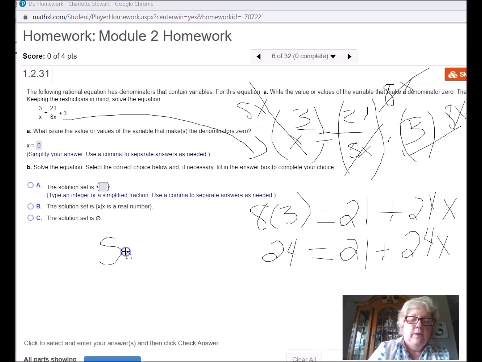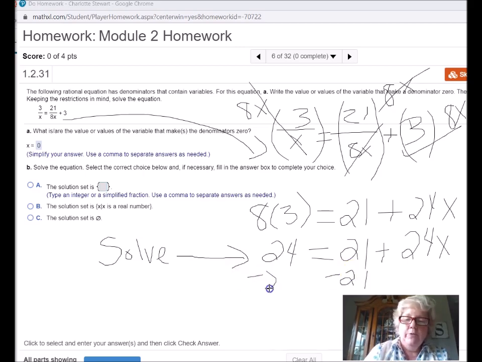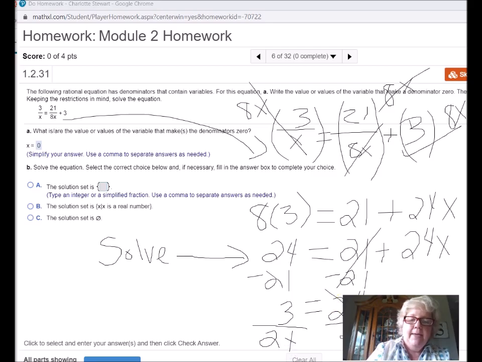So remember, when we solve for x, we want to get the x by itself. So one way to do that here is I could subtract 21 on both sides of the equation. That would leave me 3 equals 24x. Then always divide out the number in front of the x. That's the coefficient, remember. And that means my x is equal to this fraction 3 over 24.